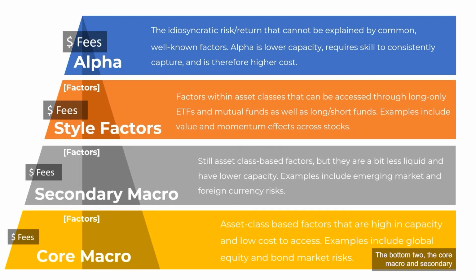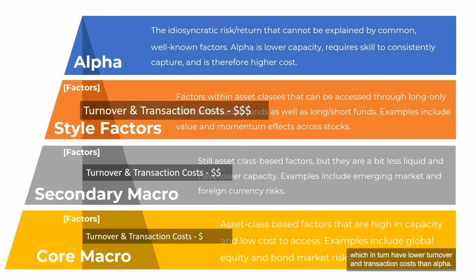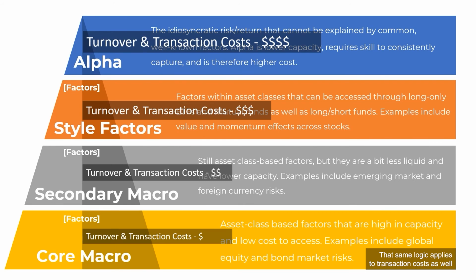The bottom two, the core macro and secondary macro factor exposures, are relatively static in nature and have lower turnover and transaction costs than style factors, which in turn have lower turnover and transaction costs than alpha. So that same logic applies to transaction costs as it does to fees. Costs increase as you move up this triangle.